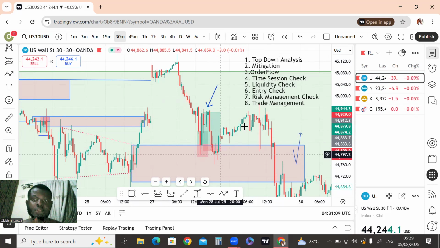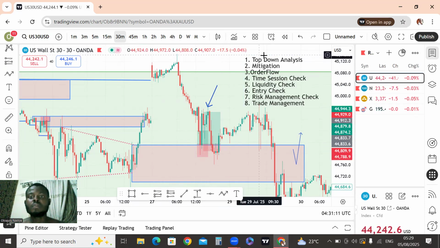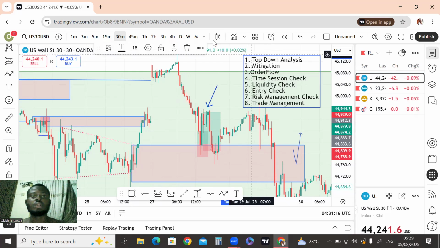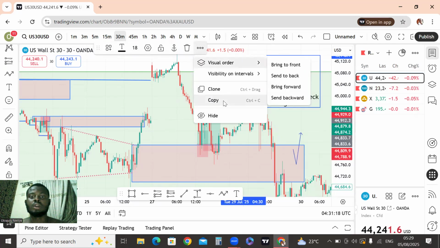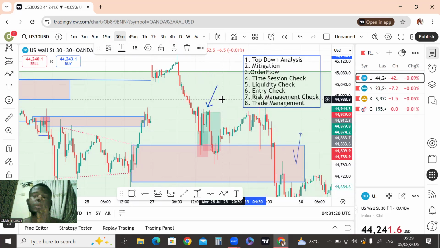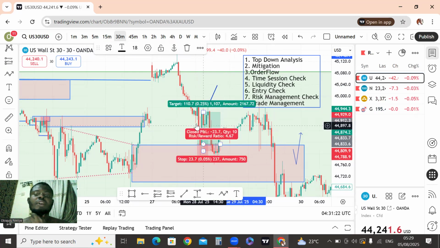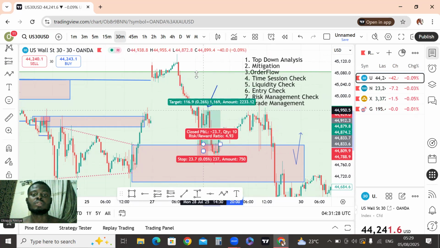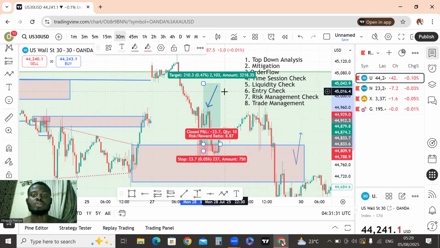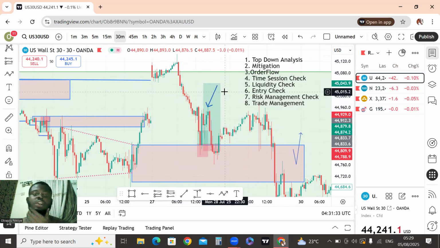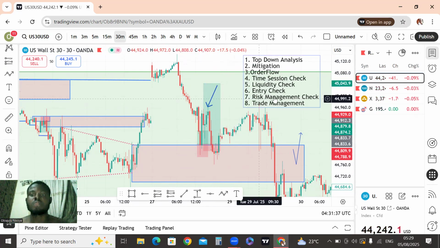So this one was basically, what would I call it? The market just lost volatility and then dropped. The actual target for this trade was somewhere around here, 1:8, that kind of thing. But it is what it is. Let me not waste too much time here.